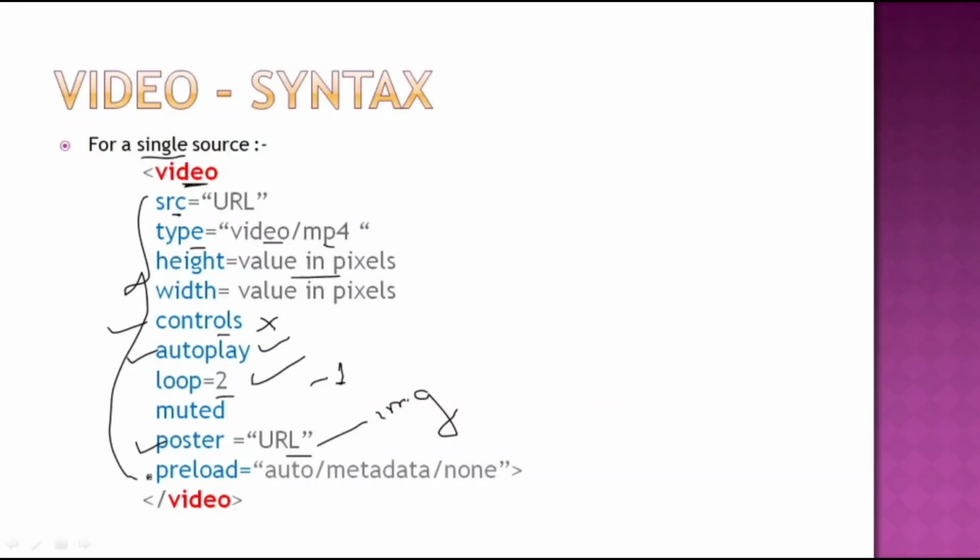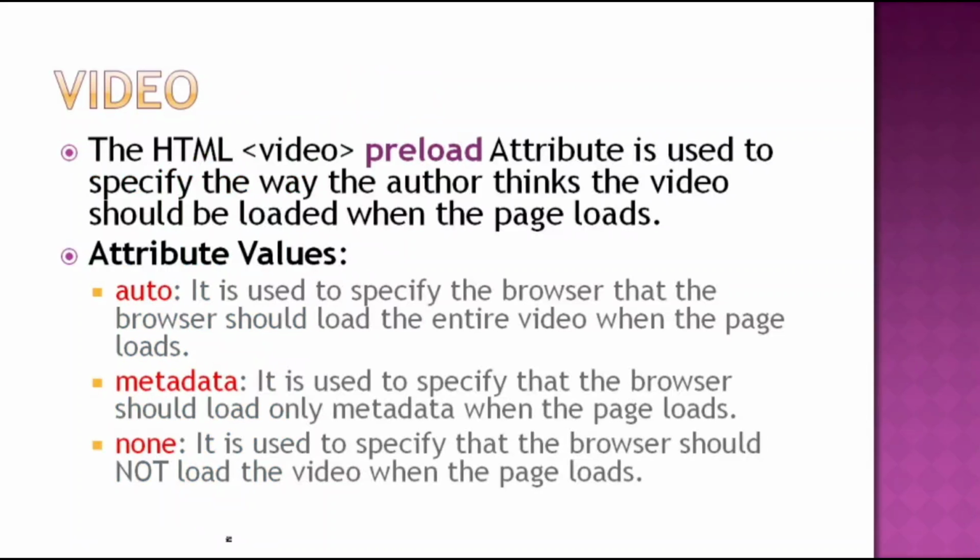Then we have another attribute, which is a new attribute that was not there in the audio tag. This is preload. There are 3 values: auto, metadata or none. Any one of them can be specified. And then the video tag is closed. Now let us study the preload attribute in detail.